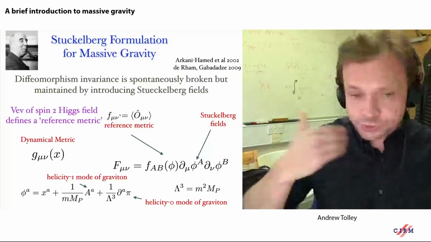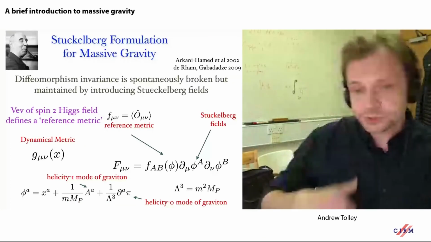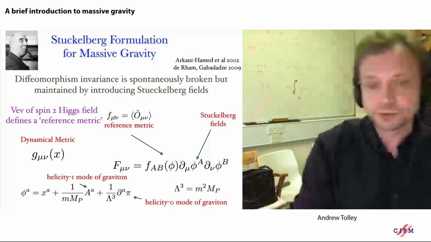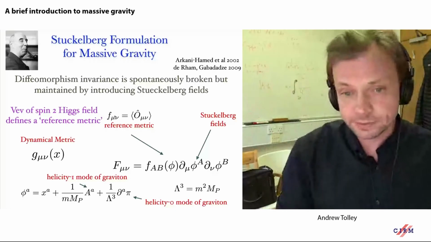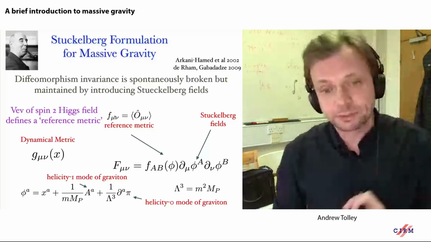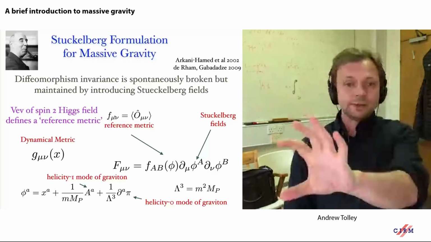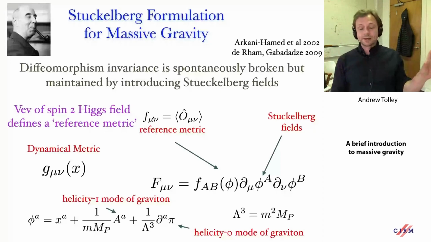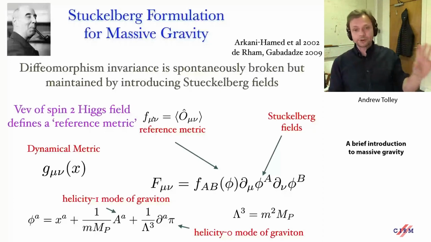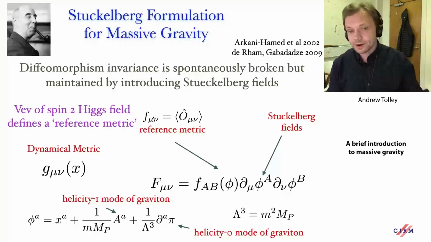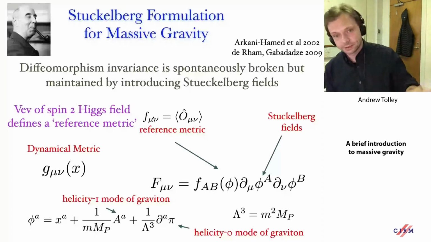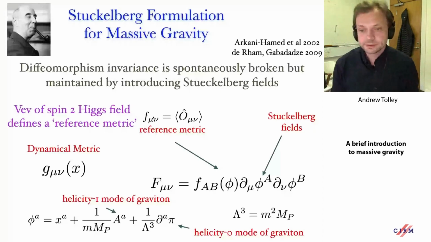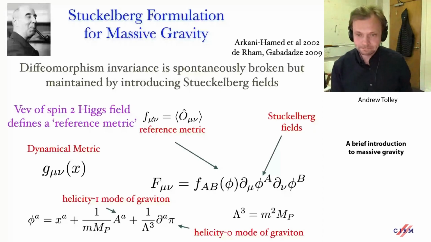Now what the Stuckelberg procedure recognizes is once you have a reference metric that breaks diff symmetry, because a fixed reference metric is not invariant under diffeomorphisms, right? It's because if it's just got explicit numbers like 3, 2, 6, 8, and I do a coordinate transformation, it's no longer 3, 2, 6, 8. So the reference metric is what's breaking the diff symmetry in the same way that the VEV of the Higgs field breaks the gauge symmetry.